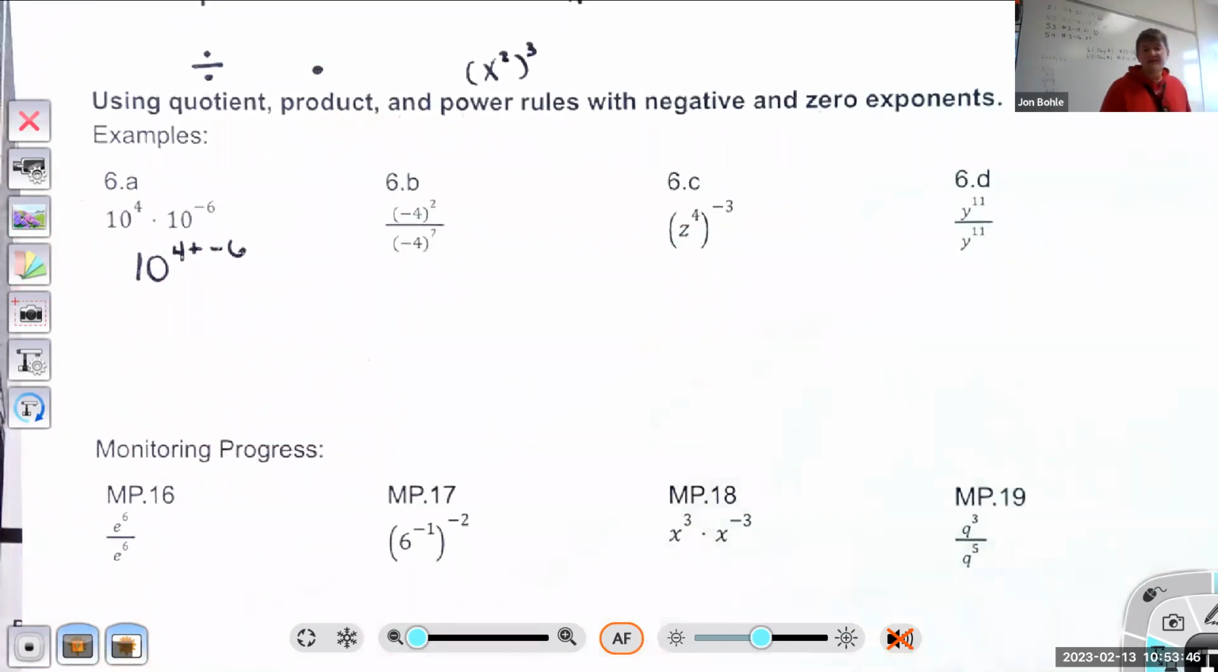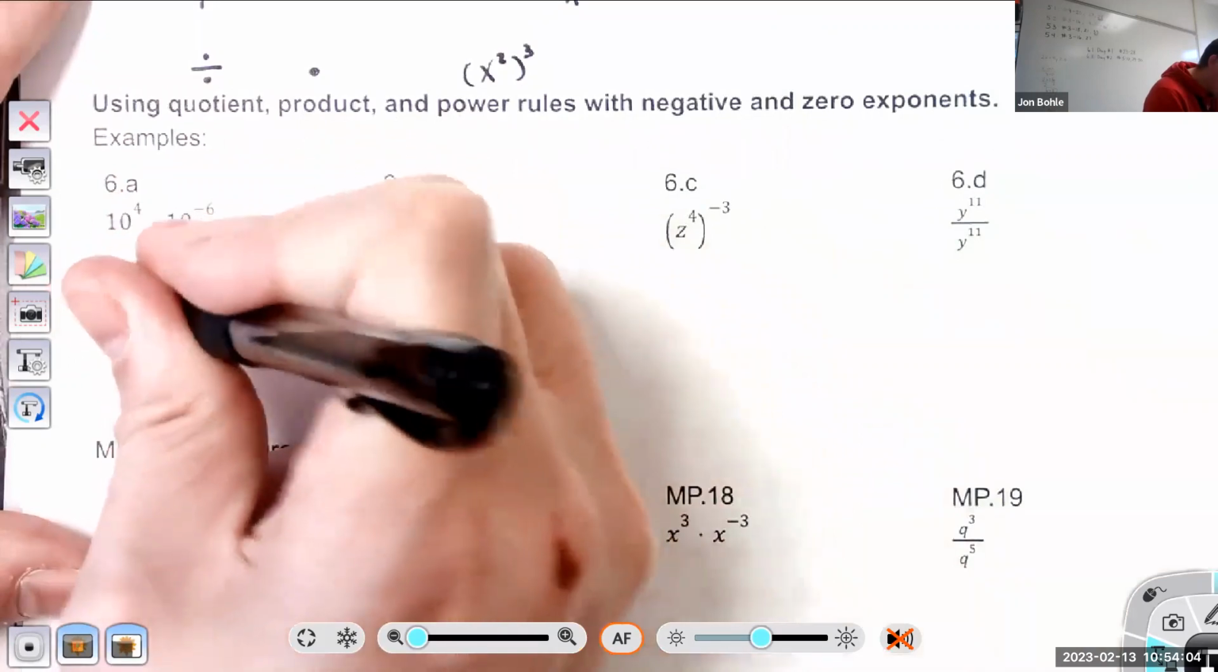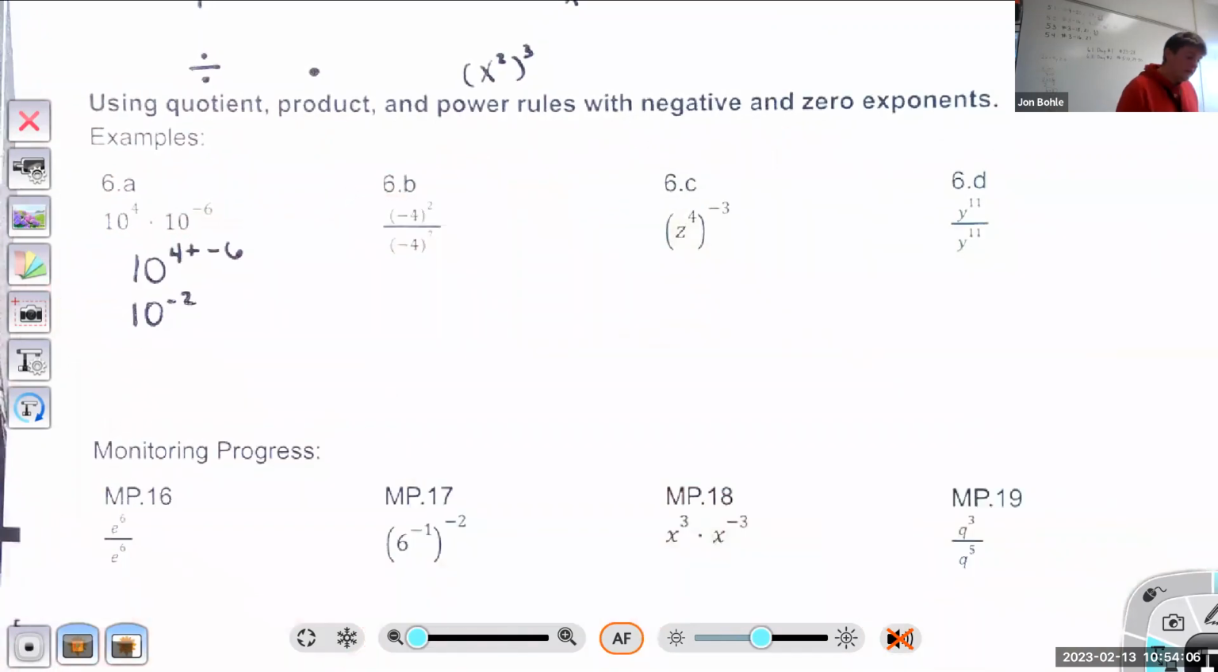So 4 plus negative 6. Base stays the same. Notice I'm not going 10 times 10 to get 100. I'm keeping the base the same, and then I'm adding the exponents. 4 plus negative 6 is negative 2. So I get 10 to the negative 2nd power.